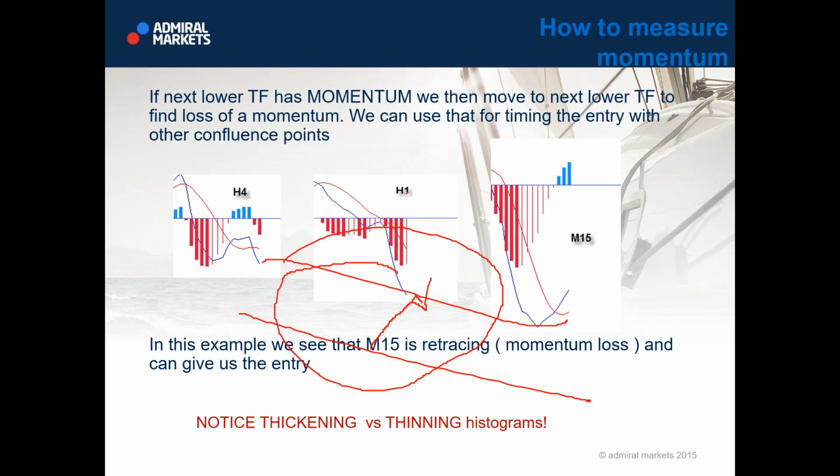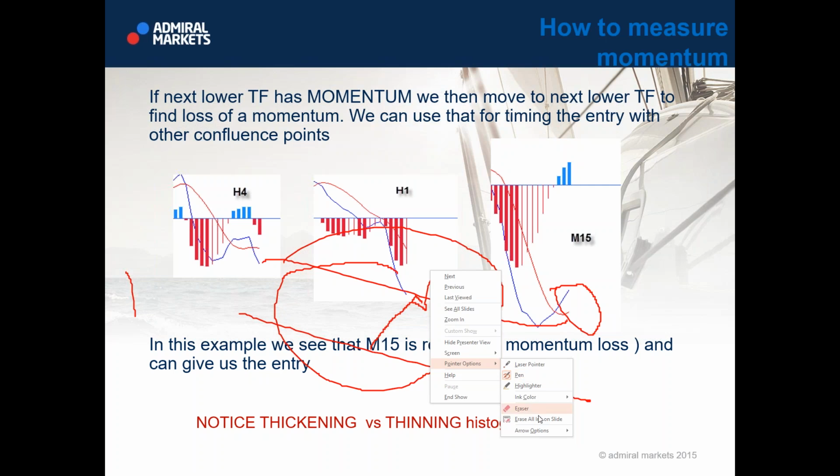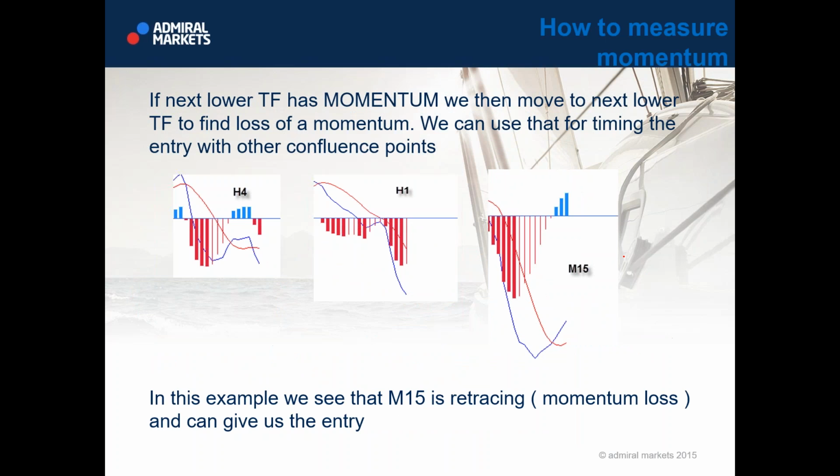Sometimes it will be 1 hour. For example, daily thickening, 4 hour has a thinning histogram, and 1 hour has a histogram like this. So you will trade this on 1 hour then. But it needs to have a trending channel. Okay, I will show you that.